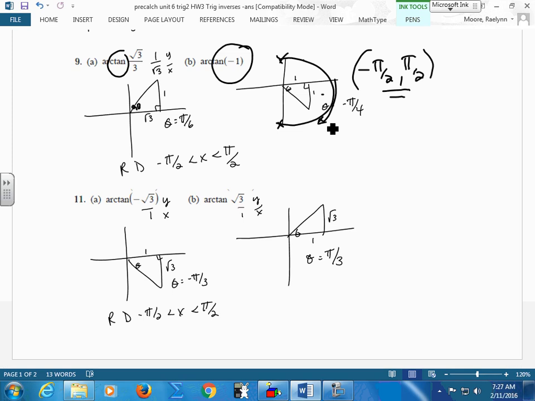Number 11, tan is negative in 4. And I gave you almost the same thing. Tan is positive in 1. So you can see they're the same triangles, right? But restricted to different quadrants. Anybody have a question on any of these? Finding your restrictions.